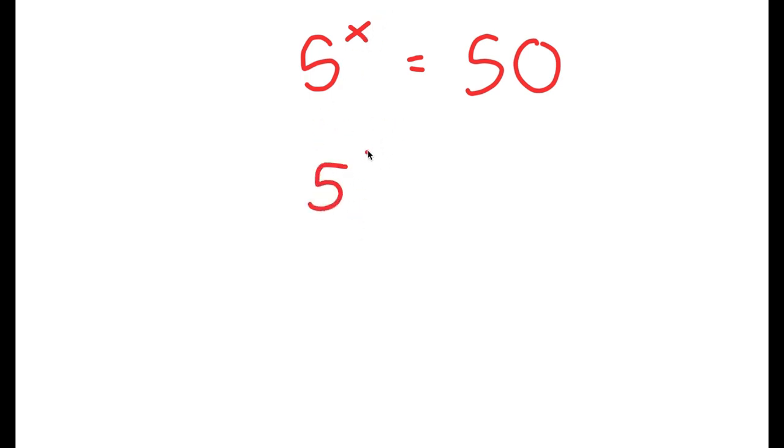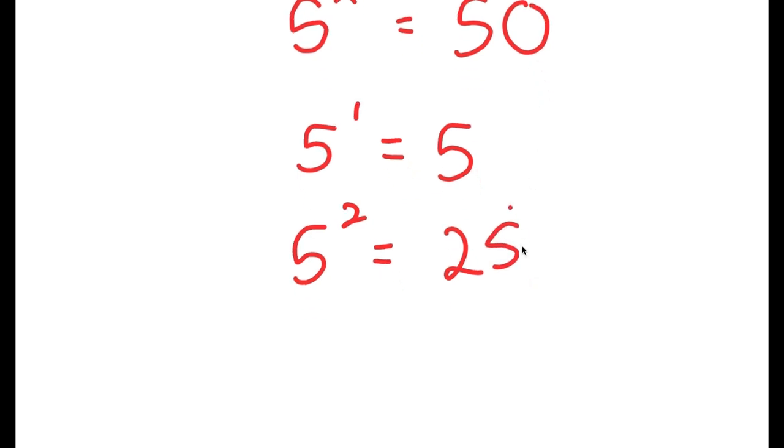Alright, so in this video, I'm going to be solving the equation 5 to the power of x is equal to 50. So to first start with this problem, let's test different values of x. If x is 1, then I get 5 to the power of 1, which is equal to 5, and this is too low. Now if x equals 2, I get 5 to the power of 2, which is 25, and this again is too low.